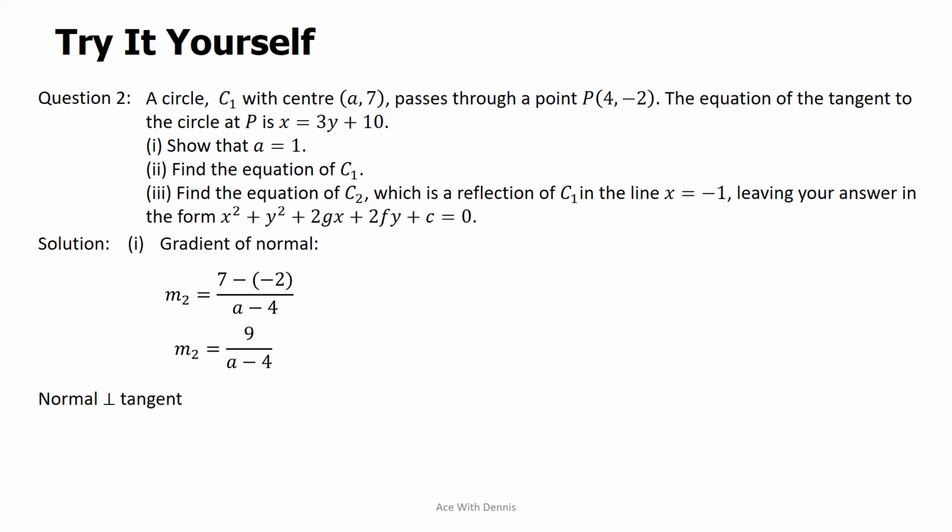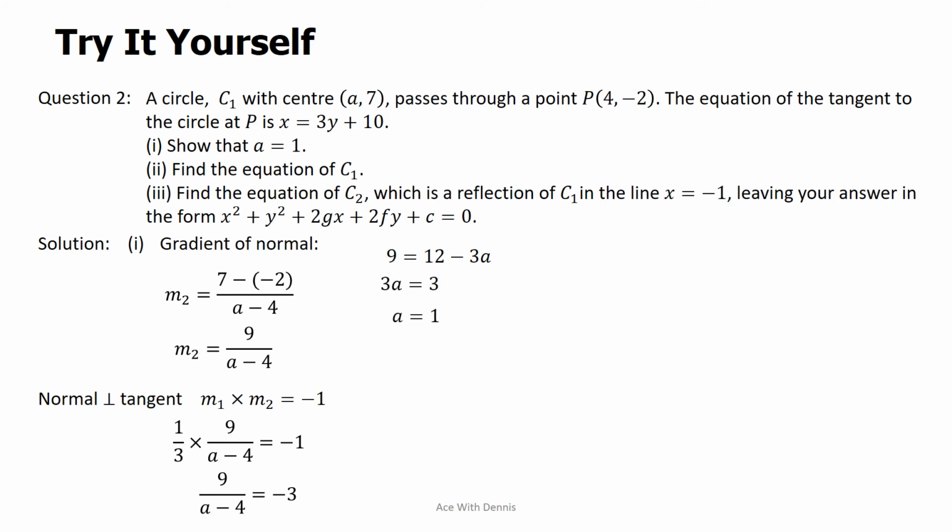We know that the normal is perpendicular to the tangent, which means m1 times m2 equals negative 1. From the equation of the tangent given, we know that the gradient of the tangent is 1 over 3. Therefore, 1 over 3 times 9 over a minus 4 equals negative 1. Now we can solve this equation, which becomes 9 over a minus 4 equals negative 3. 9 equals 12 minus 3a. Hence, 3a equals 3, a equals 1. So we've proven that a equals 1.